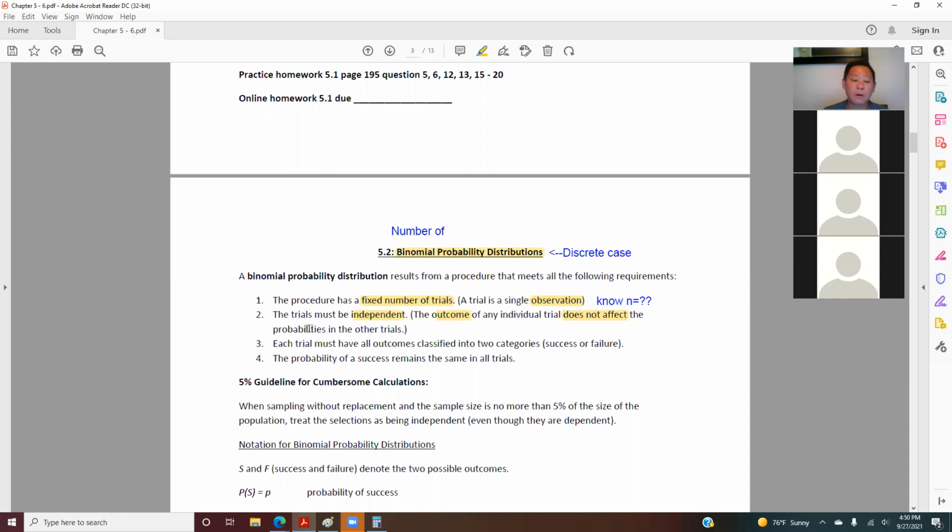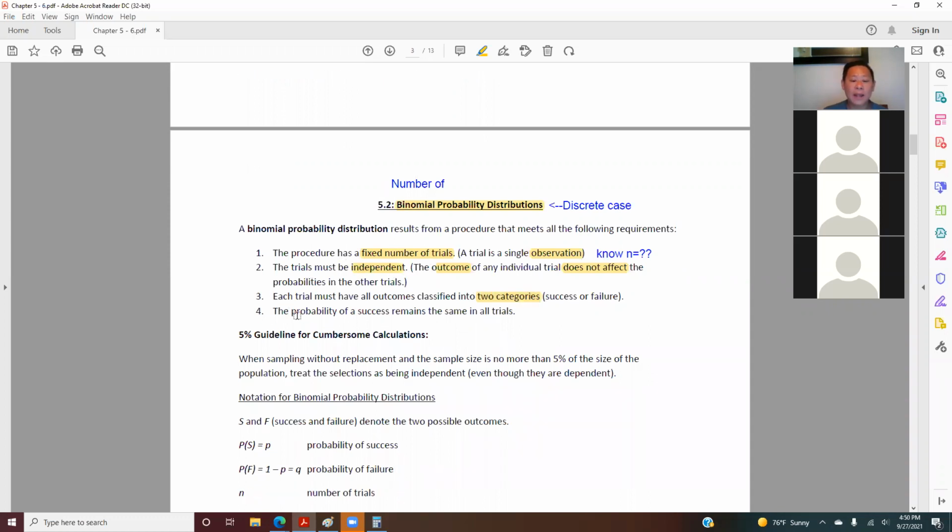Because it is binomial, the third requirement is that there have to be 2 categories. We call them success and failure. And the last requirement is that the probability of success is always the same in all trials.